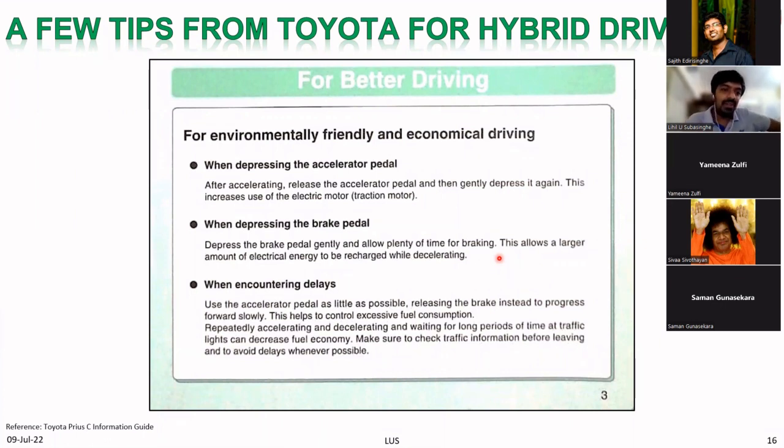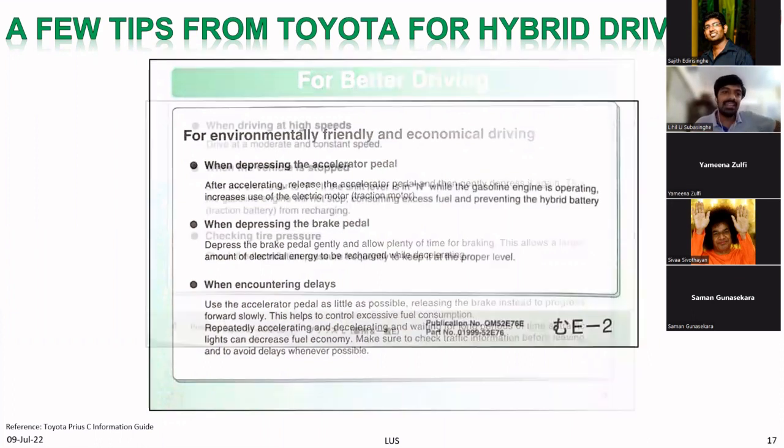When encountering delays, let's say you are in slowly moving traffic, use the accelerator pedal as little as possible. If you need to move forward a little bit, you just take the foot off the brake pedal and let the vehicle move automatically. Do not press the accelerator pedal, just let the vehicle go. Only if required you can push the accelerator pedal if the gap is becoming too big, but otherwise just release the brake pedal and let it go.